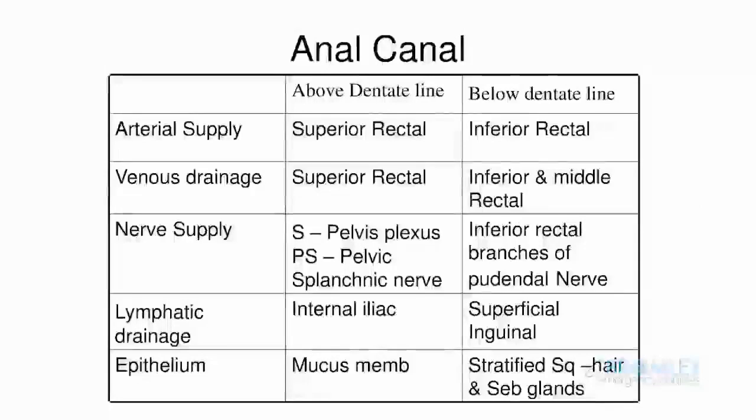And as I said, the vascular supply, arteries and veins, they differ. Above is superior rectal, below is inferior rectal. Venous drainage, above is to the portal venous system, below via the inferior and middle rectal veins to the caval venous system. And the lymphatic supply, as we've talked about, is to internal iliac lymph nodes above the dentate line, superficial inguinal lymph nodes below. What is the importance?